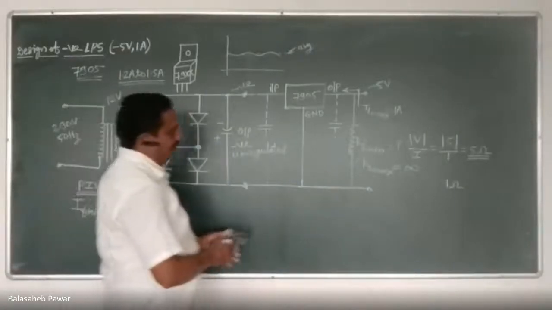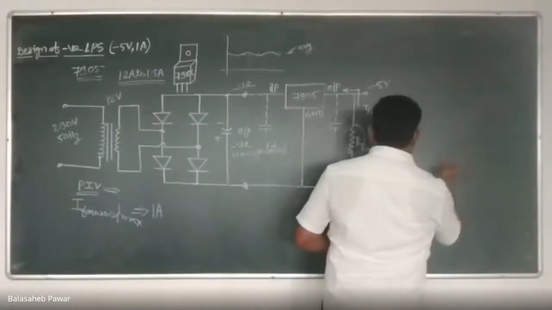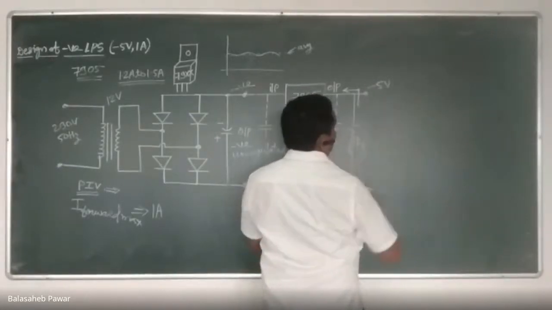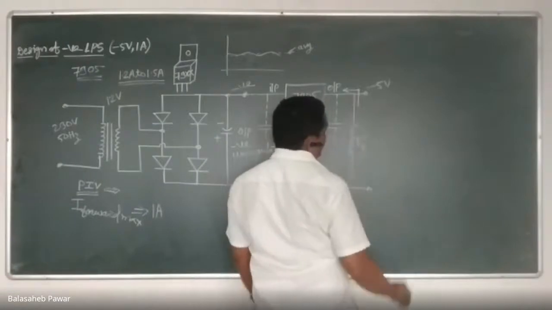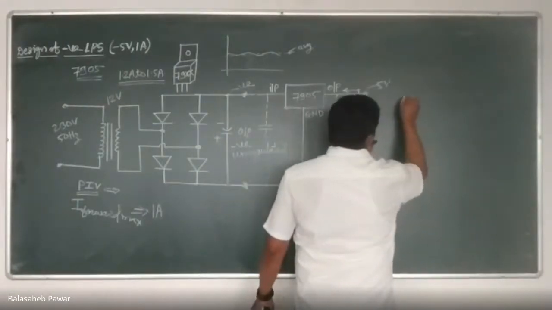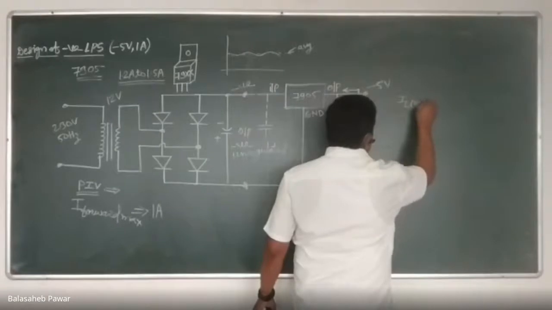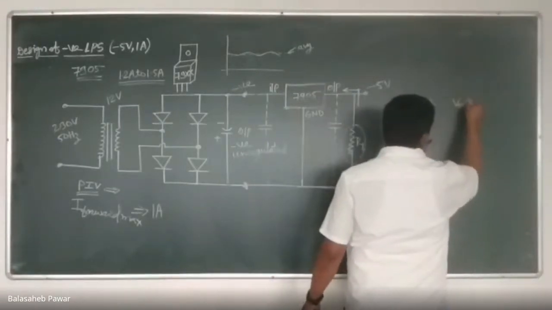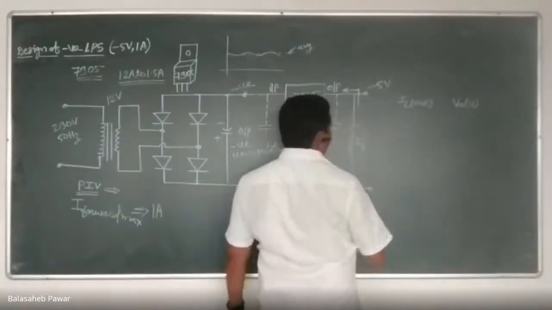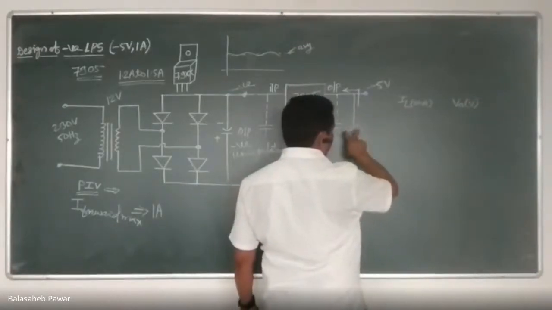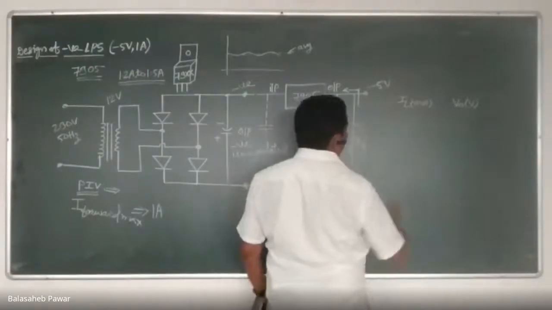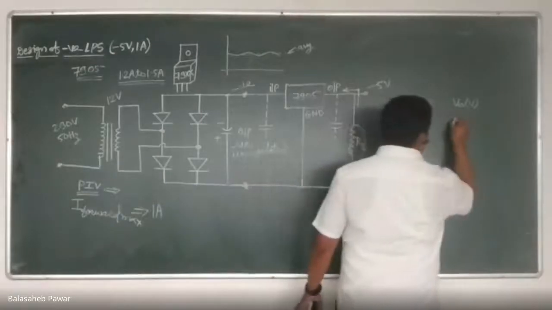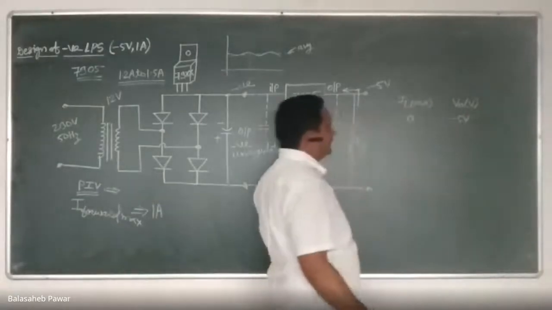And for that, I will take one example, for the same regulator IC. In the first column I will prepare IL in milliamperes, and in the second, the output voltage in volts. Whenever I do not connect any load resistance across this regulator IC, how much will the current be? That current will be 0. And how much will the output voltage be? It will be -5 volts. Do you agree with this?